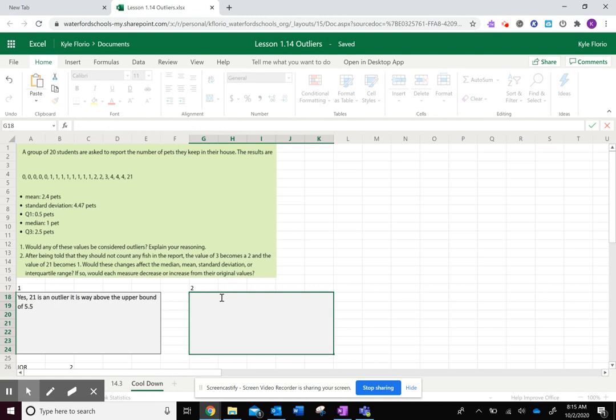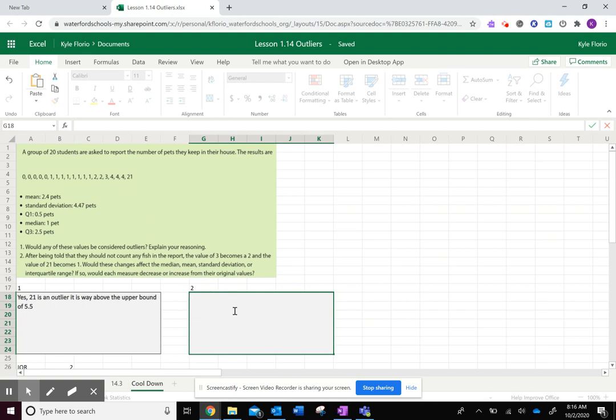Number 2, after being told that they should not count any fish in that report, the value of 3 becomes 2, and the value of 21 becomes 1. Would these change the effect of the median, mean, standard deviation, or interquartile range? If so, would each measure decrease or increase? So if this 21, which became a 1, so we have another 1, and we don't have that outlier anymore, the 3 becomes a 2 because they can't count fish. Well, that extreme value of 21 goes down.